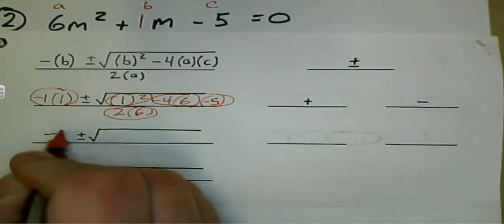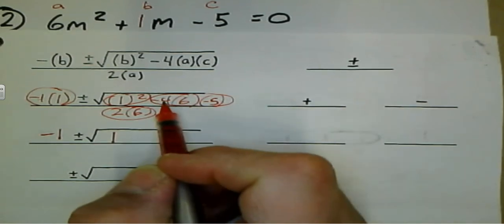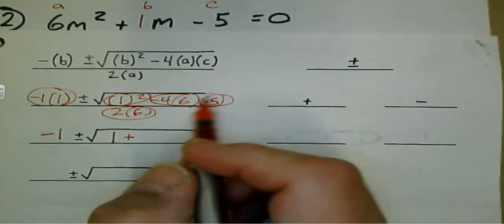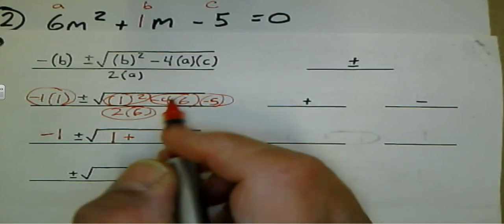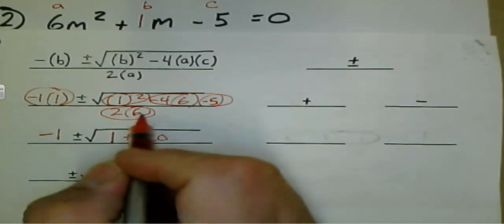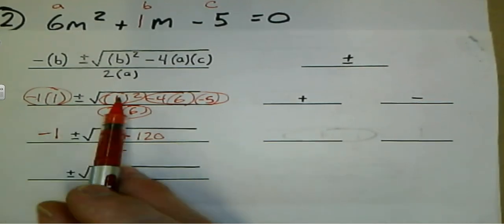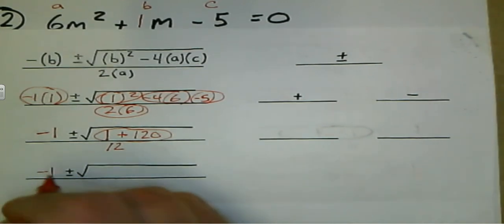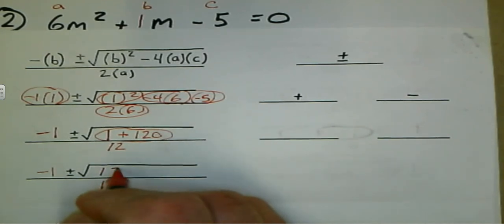-1 times 1, -1. 1 squared, 1. -4 times 6 times -5 is going to be a positive number. What do we got there? 5 and 6 is 30 times 4 is 120. And 2 times 6 is 12. So I did this, this, this, and this. Now I'm going to do what's on the inside. So I can just carry this stuff down. So 1 plus 120 is 121.